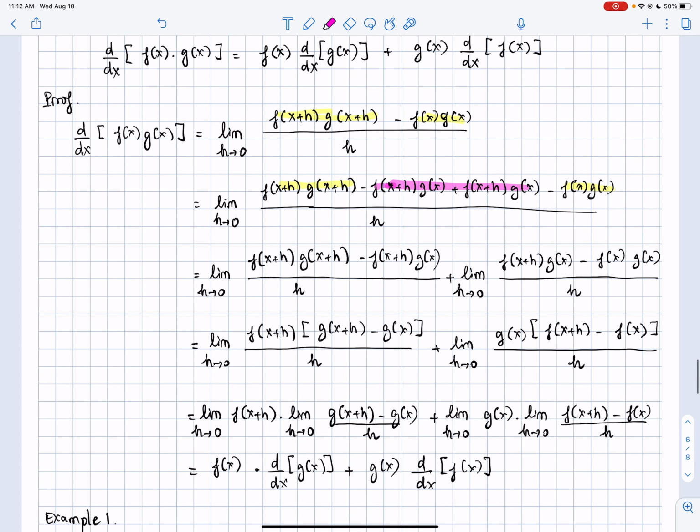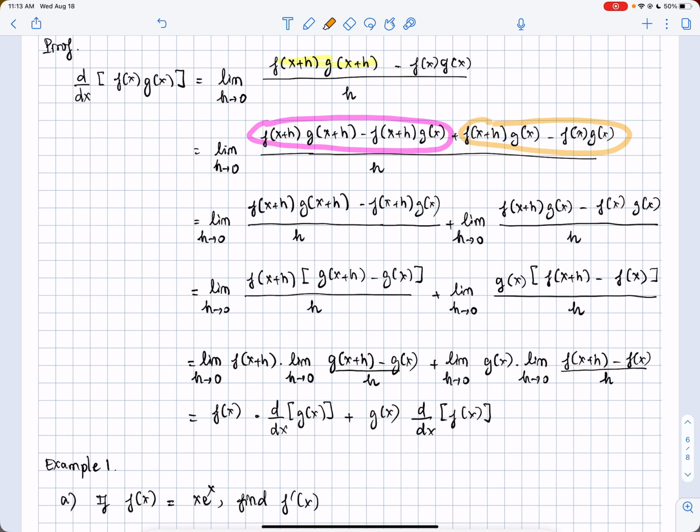And after that, we group the first two together and the last two together. We have a plus in between, so it's a limit of the sum, which is the sum of the limits.